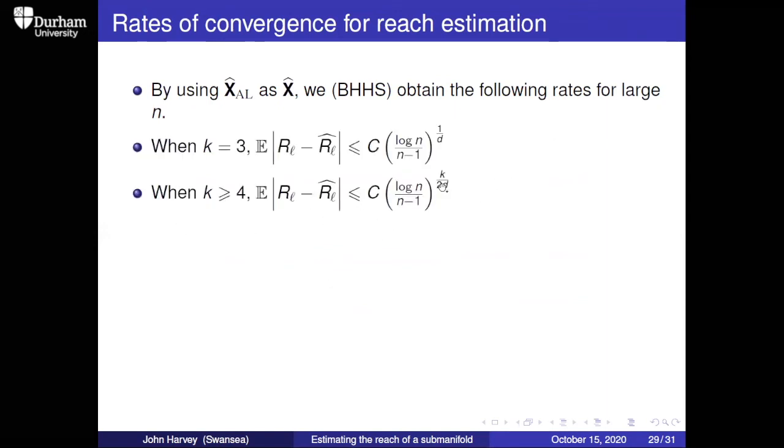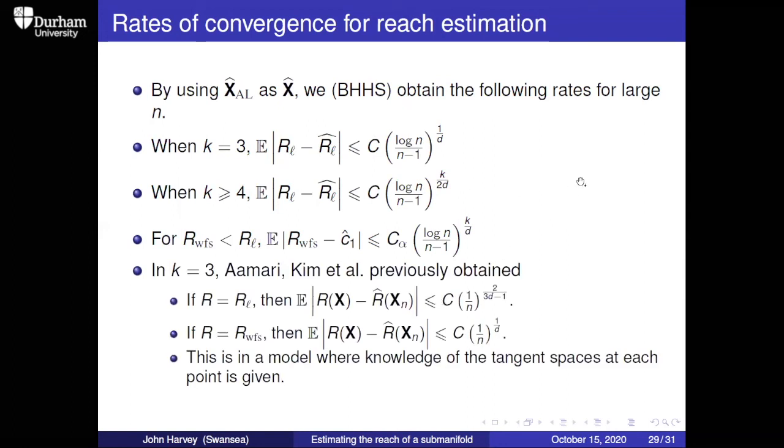I'll just look at C4. We find that we can get the local reach with rate n to the minus k over 2d, and we can get the weak feature size with n to the minus k over d as our rate. And this beats previously obtained rates. Okay, so this is an improvement.